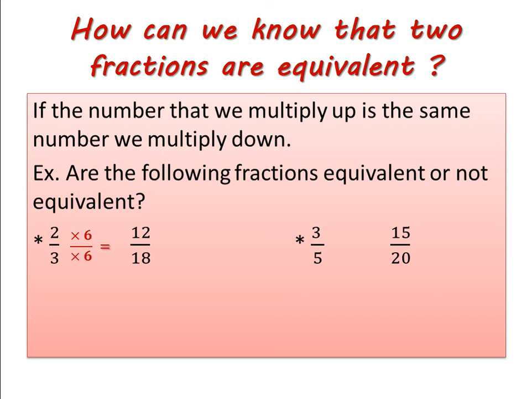Look at the other example. 3/5 and 15 over 20. Ask the numerator: 3 times what will give me 15? It's 3 times 5. But 5 times what will give me 20? Use timetable 5. 5 times 4 will give me 20. So are they equal? No. I multiplied the numerator here by 5, but the denominator I multiplied by 4. They are not equal. So both fractions aren't equivalent.